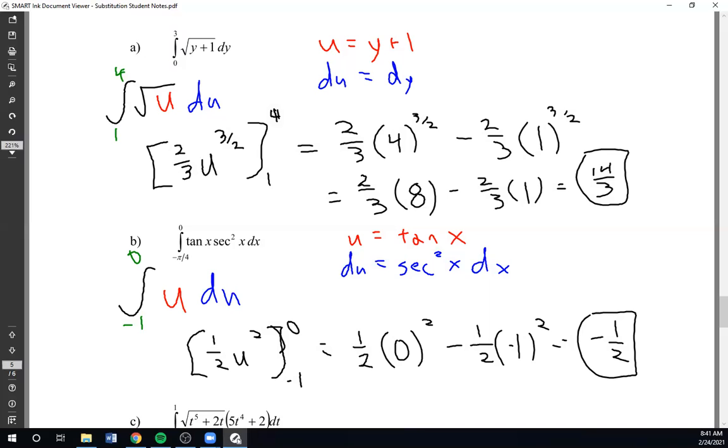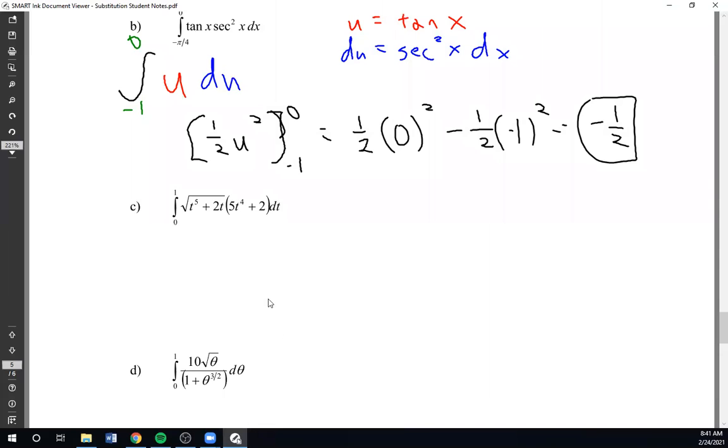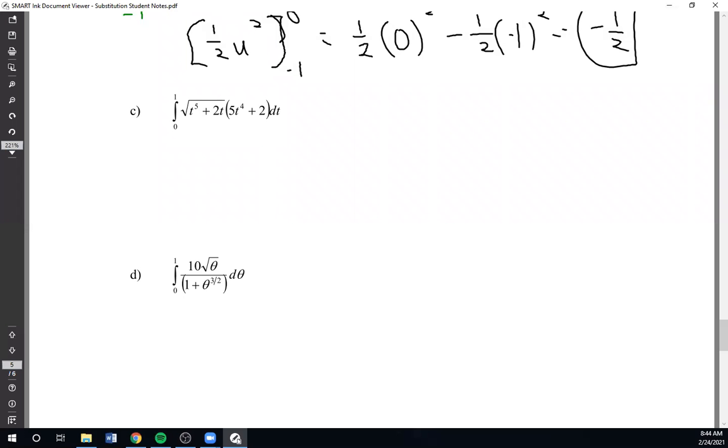All right. We got one more to try, so go ahead and try the next one. On your own here. Don't forget to change your bounds. Since we already went through a square root one, I won't show the whole thing of doing the antiderivative and plugging in, but I will show the u substitution part.